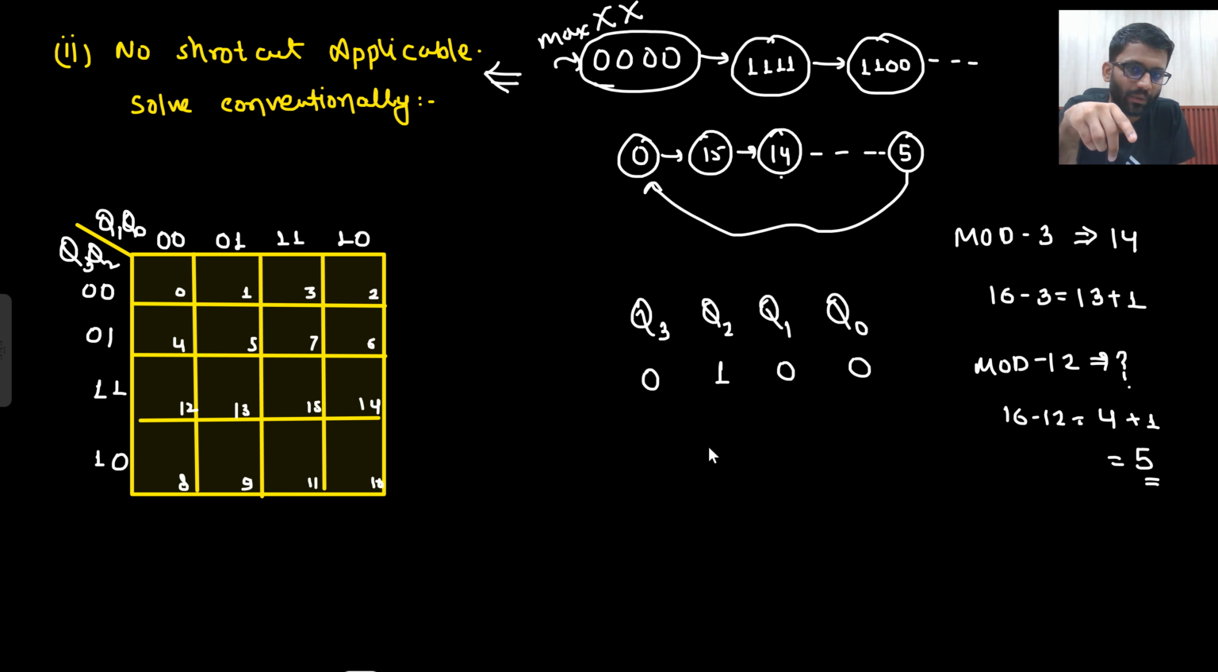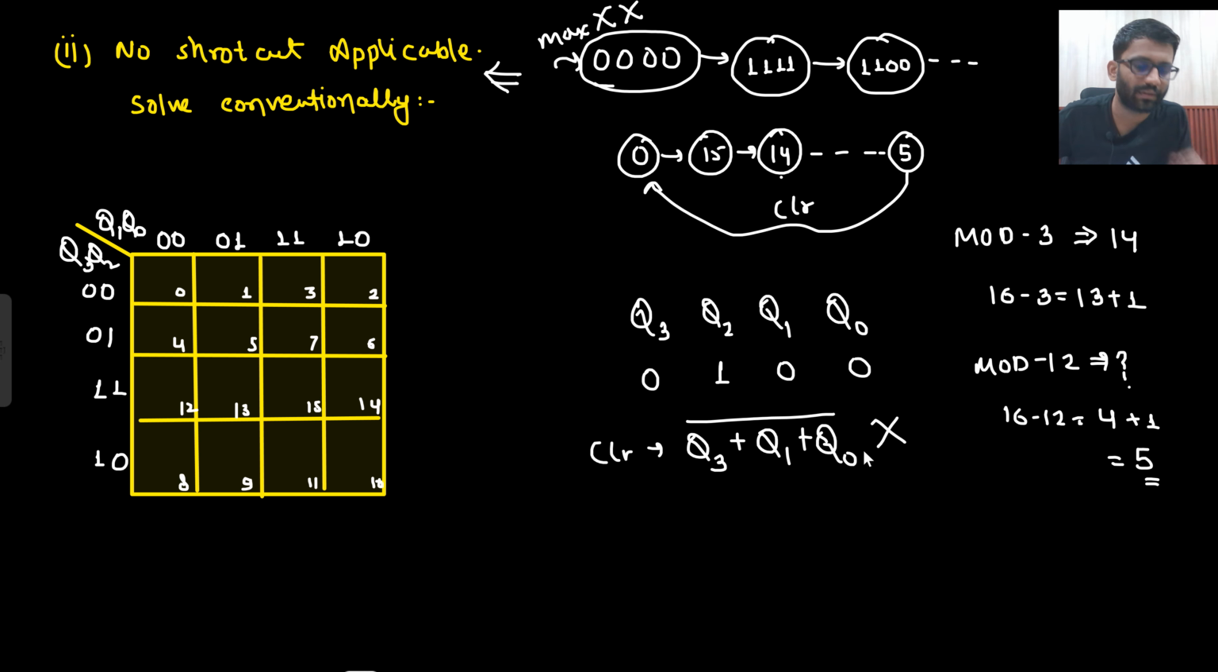And what are you going to use, clear or preset? Clear, right? I want to use the clear input because I need my output to be cleared so that I can come back to 0. So if I look at 0, in case of a down counter, I will look at Q3 plus Q1 plus Q0, and I want my clear input to be high, so I will put a bar there. This is wrong because you cannot apply the shortcut method here. So let's not write it.